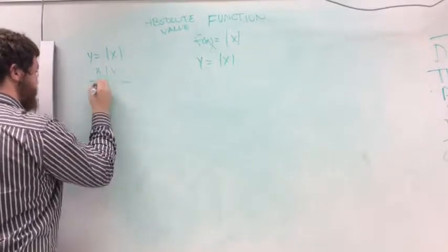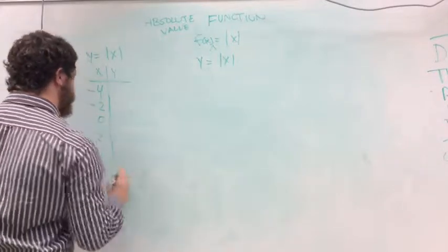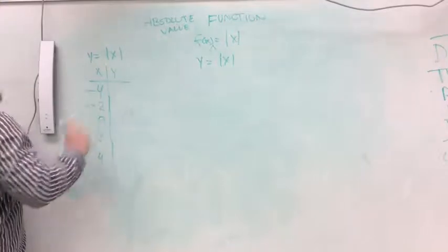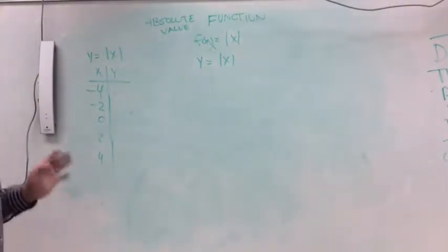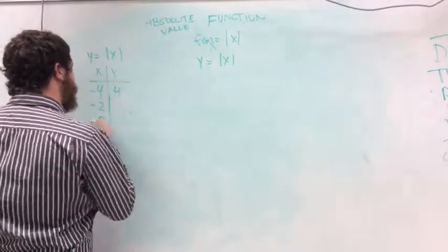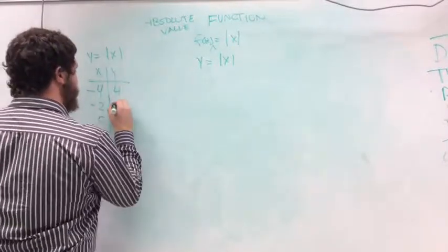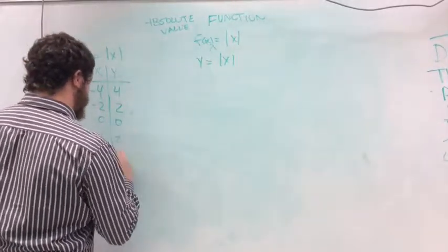So I've got, once again, -4, -2, 0, 2, and 4. What's the absolute value of -4? Well, you plug that in there. What do the absolute value bars do? It makes everything positive. So that is really just +4. What happens if I plug in a -2? Well, I'm going to get a +2. A 0, I get 0. 2, I get 2. 4, I get 4.